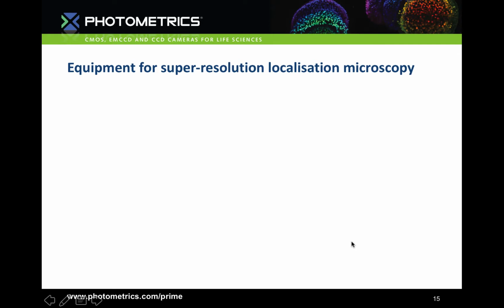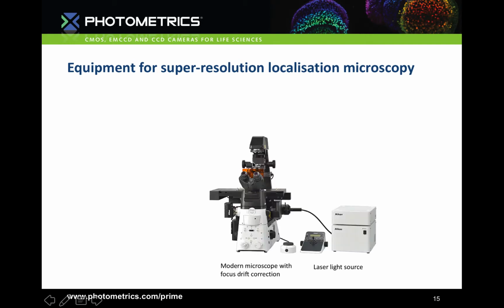So what do we need to perform super resolution localization microscopy? Surprisingly, not that much. A modern microscope with focus drift correction is necessary. Localization microscopy involves taking a lot of frames of data and localizing fluorophores to sub 10 nanometer accuracy. You can't afford to drift even a single nanometer away from the starting frame during data acquisition. A laser light source is also necessary. High intensity light is needed to activate some of the photophysical properties of the fluorophores.